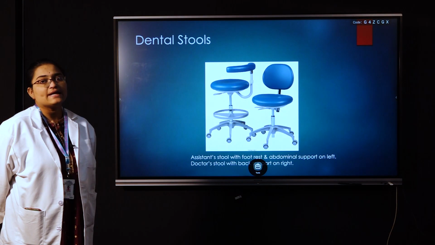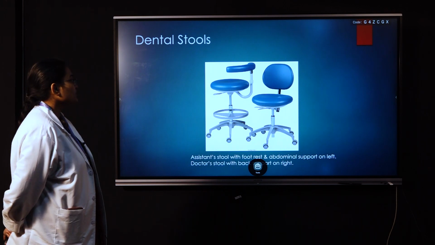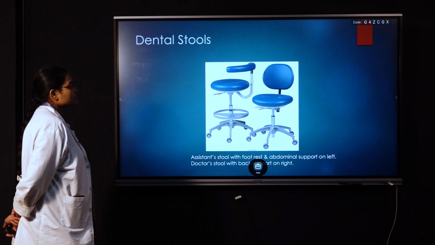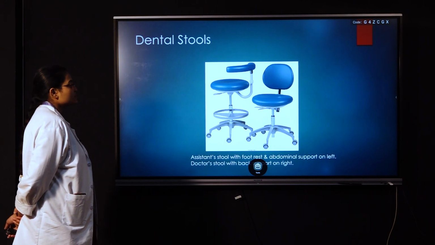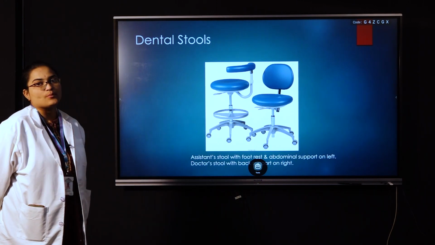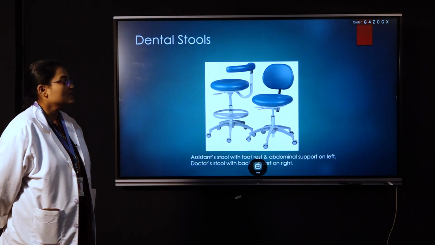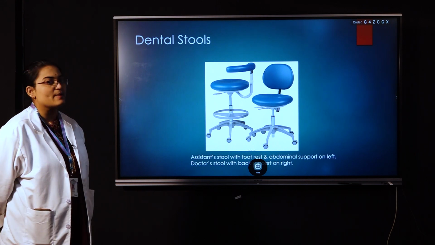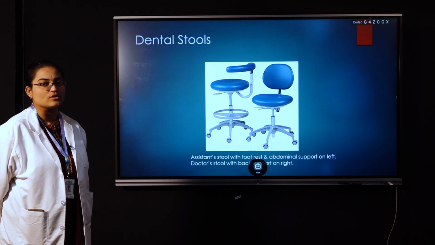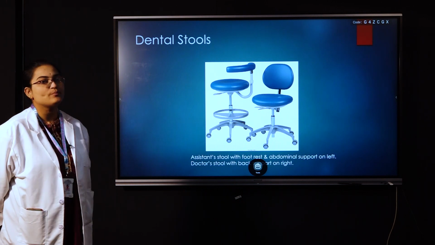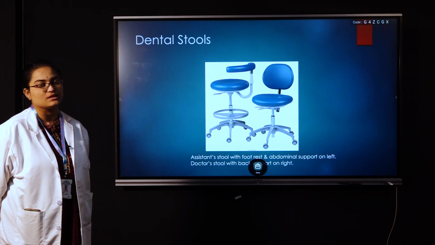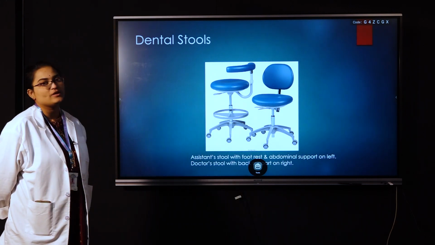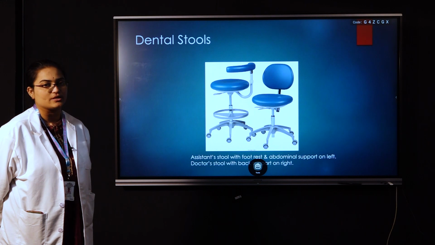Coming to the dental stool, which is used by both the operator and also the assistant, it has the backrest which needs to completely support the operator's spine. The operator needs to sit in an upright position with his thighs parallel to the ground and feet resting on the ground. Only then the whole pressure is going to fall on both the feet and balance the stress. The assistant's stool always needs to be 4 to 6 inches higher than the operator's stool.